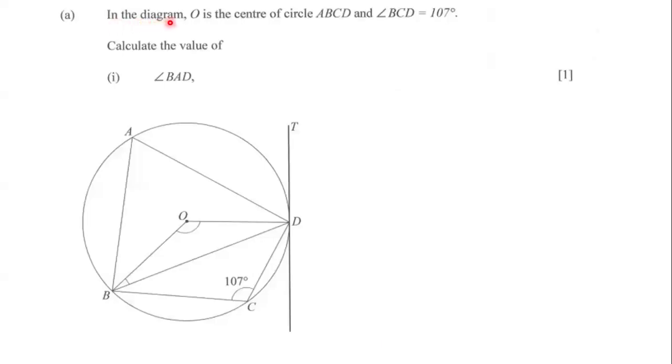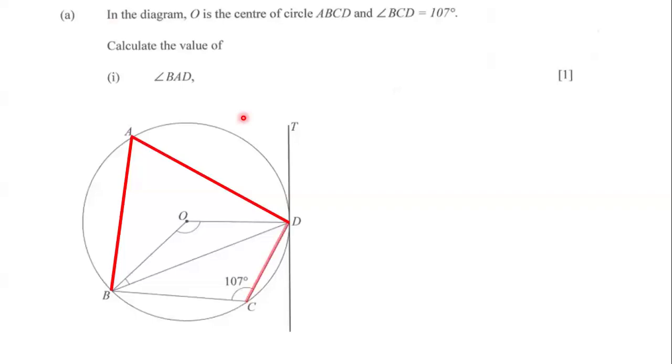In the diagram, O is the center of circle ABCD, and angle BCD is equal to 107 degrees. Calculate the value of angle BAD. And so here we want to figure out what is the value of angle BAD. What they actually want us to figure out is what is the size of this angle, angle A.